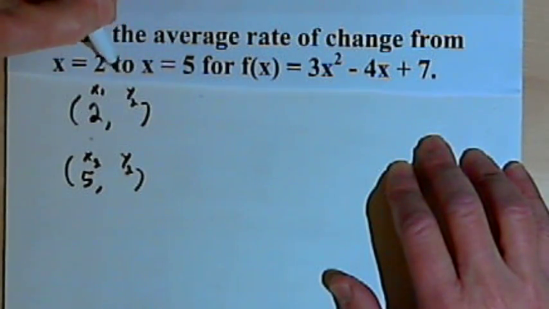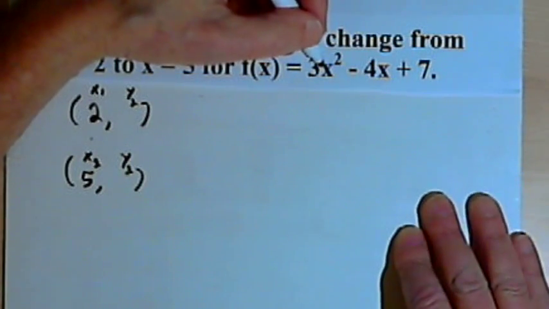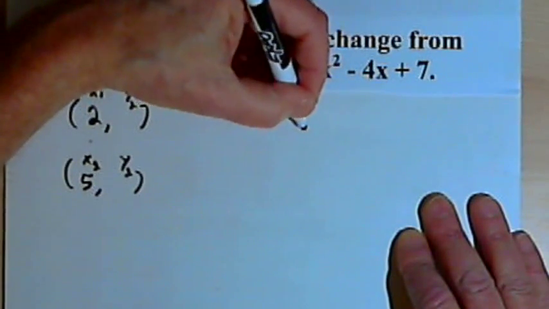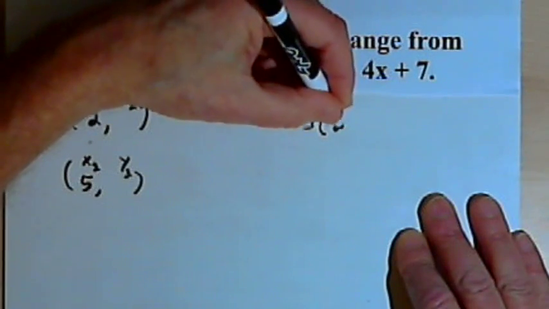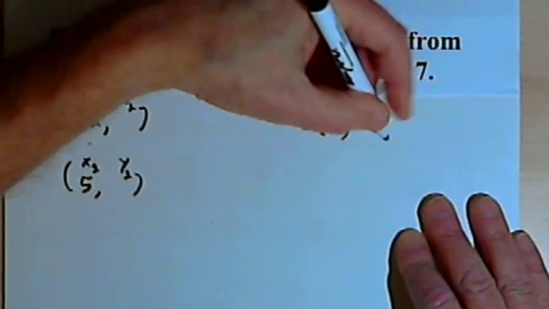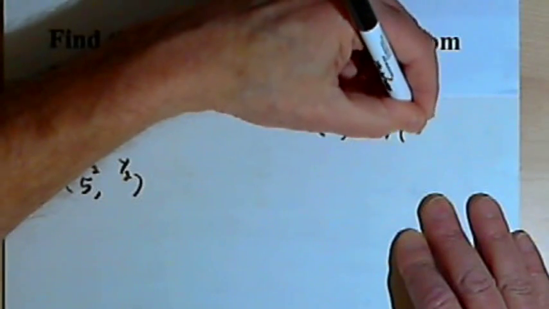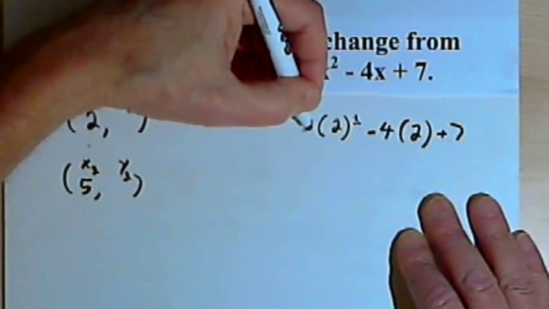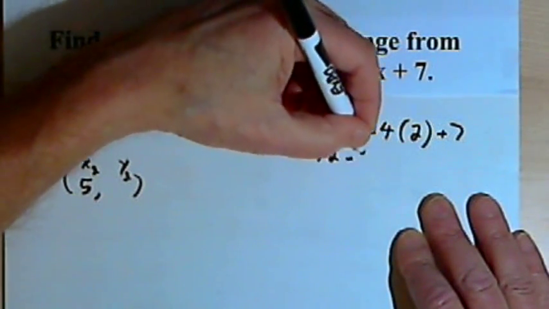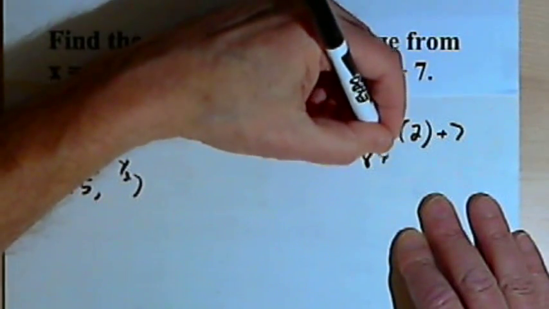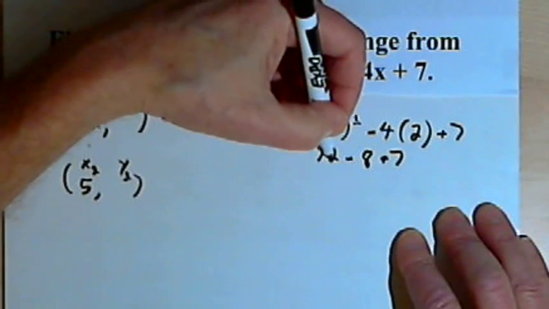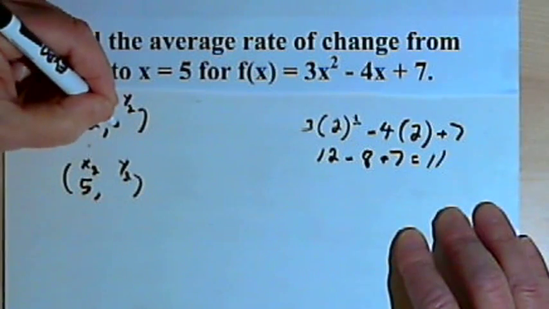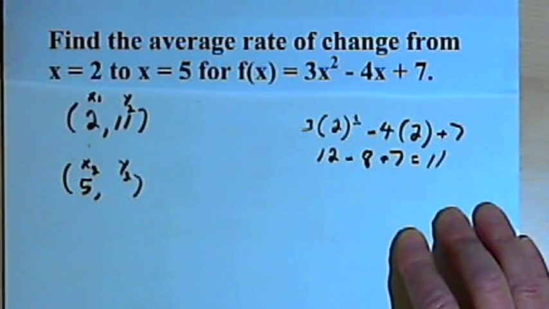So if x is 2, then I'll find out what y is by substituting a 2 everywhere where there's an x. So I've got 3 times 2 squared instead of x squared, minus 4 times 2 plus 7. And let's see, 2 squared is 4. 3 times 4 is 12. Minus 4 times 2 is 8. Plus 7. So 12 minus 8 is 4, plus 7 equals 11. So that means this first point is going to be 2 comma 11.